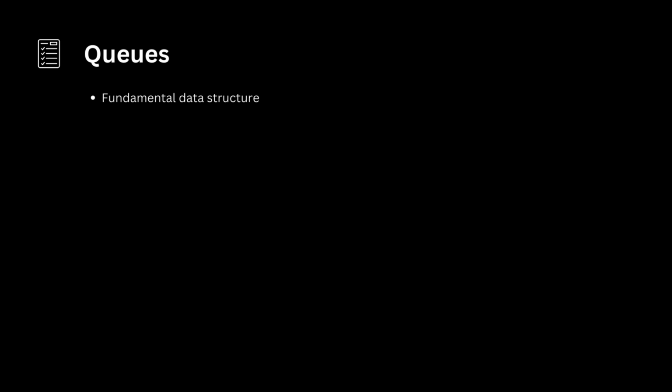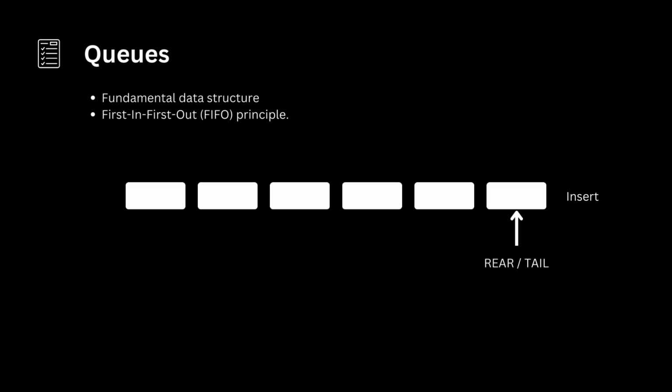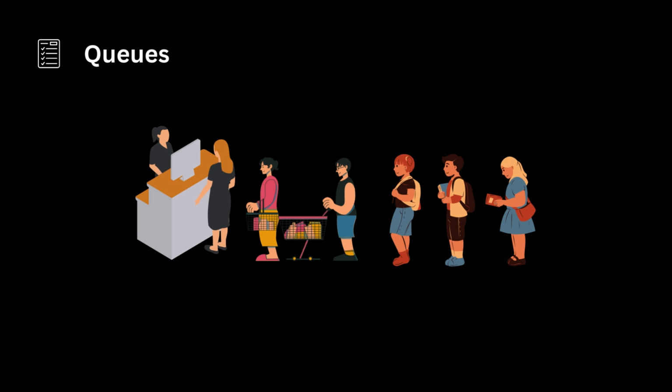A queue is a fundamental data structure in computer science that follows the first in, first out (FIFO) principle. In a queue, elements are added at one end called the rear or tail and removed from the other end called the front or head. A real world example of a queue is a line at a supermarket checkout.